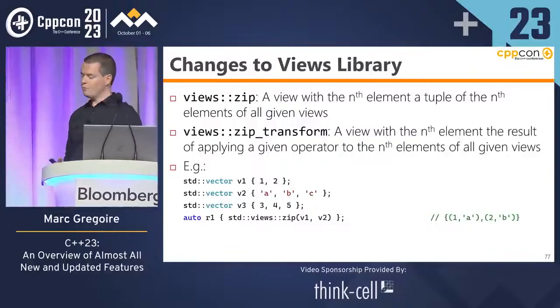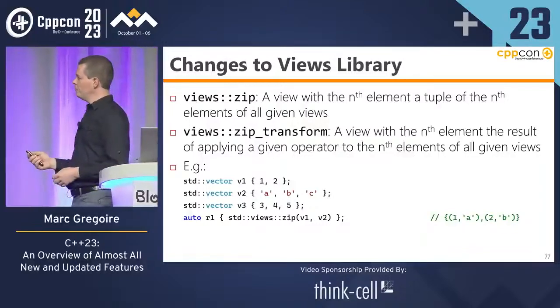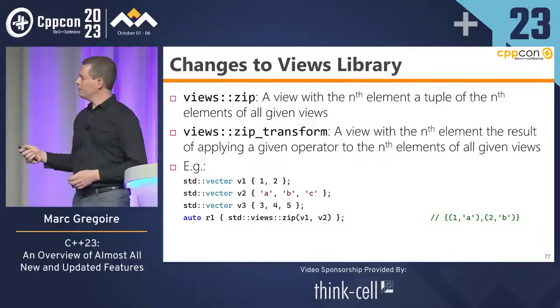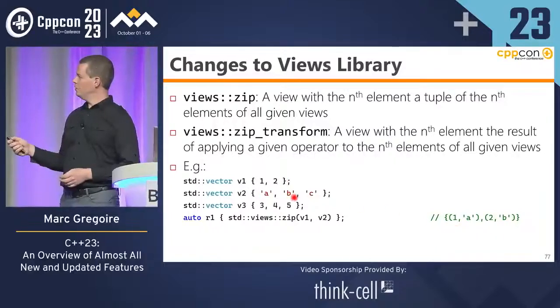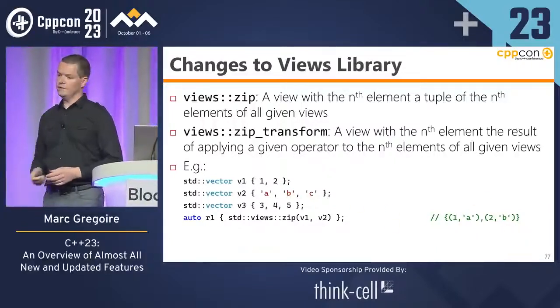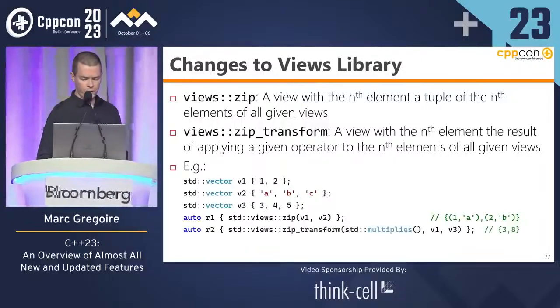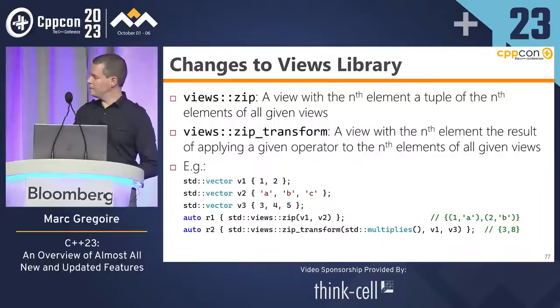So if I call zip with V1 and V2, then the resulting view will contain 2 tuples. It will take the first element of V1 and the first element of V2, and that will be the first tuple in my view. And then it will take the second element, 2 and B, and that will be the second tuple in my resulting view.